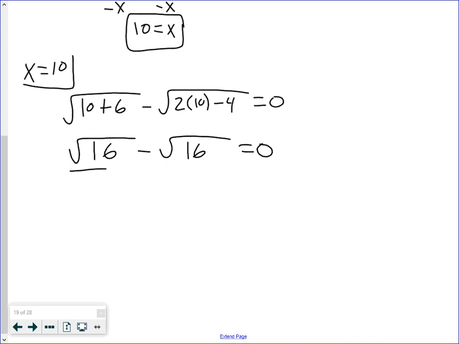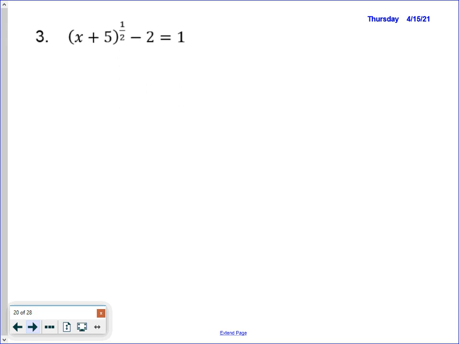We have the same number here, subtracted from each other. So the root of 16 minus the root of 16 is just going to be 0. So we get 0 equals 0. That makes sense. 0 does equal 0. So that means x equals 10 is our solution, and we double checked it by plugging it back into our equation, and what we got made sense. All right, let's go on to number 3.